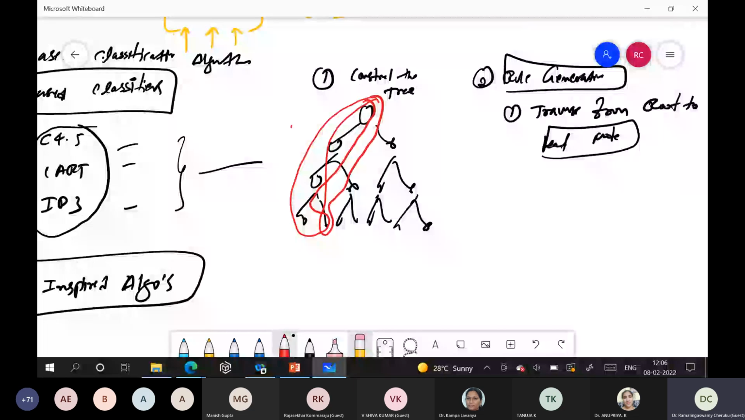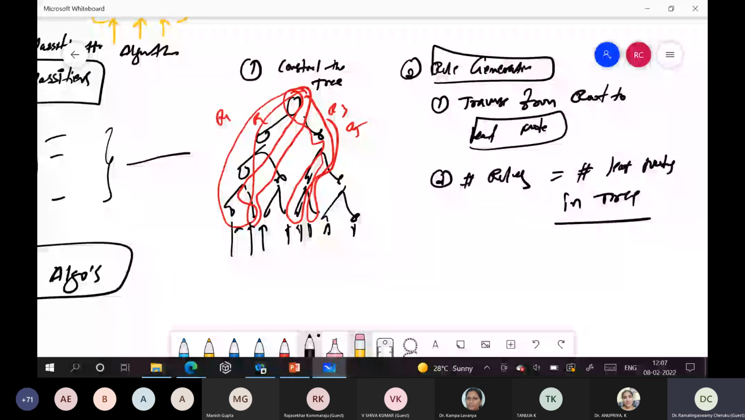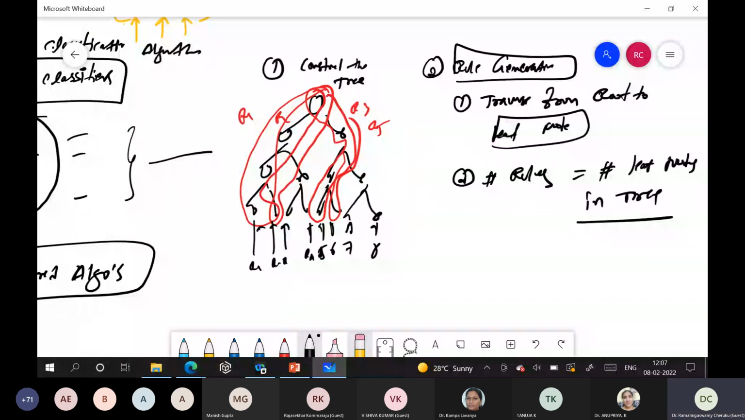Traverse from root to leaf. This is the rule R1. This is R2. This is R3. R4. Now, can anybody tell the number of rules? The number of rules is equal to the number of leaf nodes in the tree. So however many leaves there are, that many rules will be there. This is R1, R2, R3, R4, 5, 6, 7, 8. Something like 8 in this case.